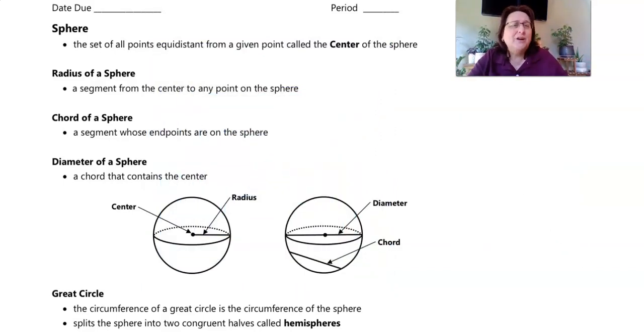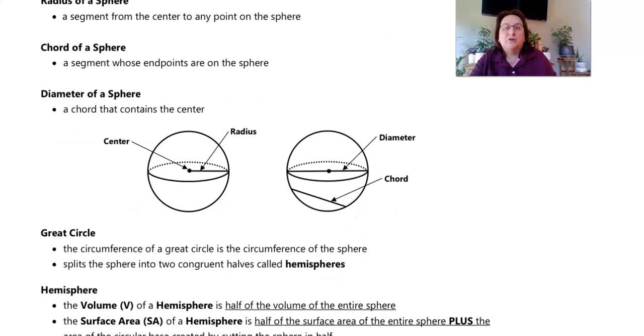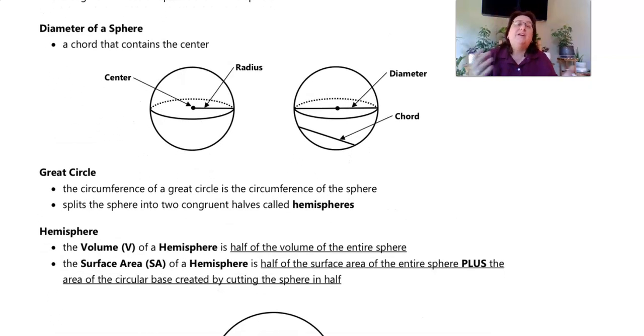Now, the diameter of a sphere has to go through the center, but a diameter of a sphere can also go like this, can't it? As long as it goes through the center. Now there's something else that's called a chord, and I think you guys remember this just barely. We touched on it when we were doing circles. A chord simply goes from one side of the sphere to the other.